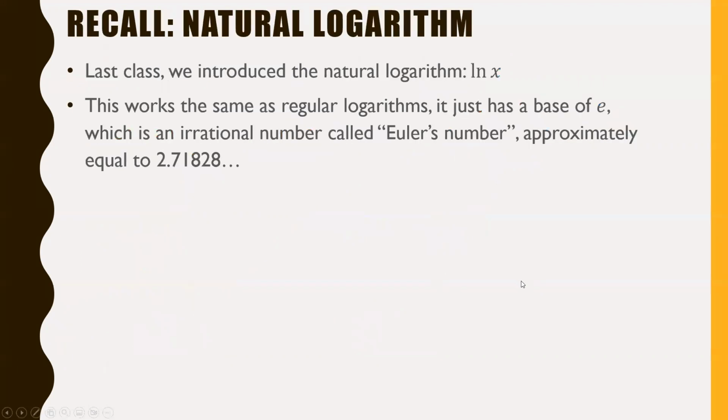Anyway, here we go. So first of all, recall natural logarithm. Last class, we introduced the natural logarithm, which is ln of x, right? I usually write it like that, ln of x. This works the same as regular logarithms. It just has a base of e, which is an irrational number called Euler's number, which is approximately equal to 2.71828, blah, blah, blah, right? It goes on forever and ever.